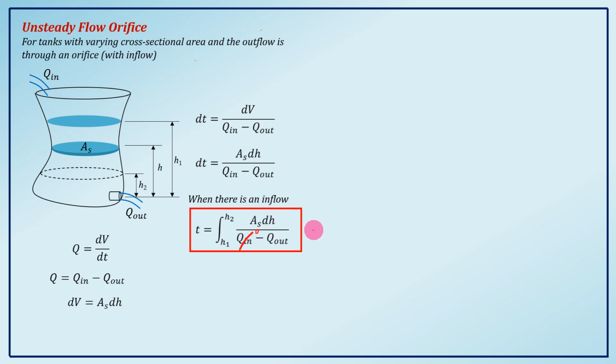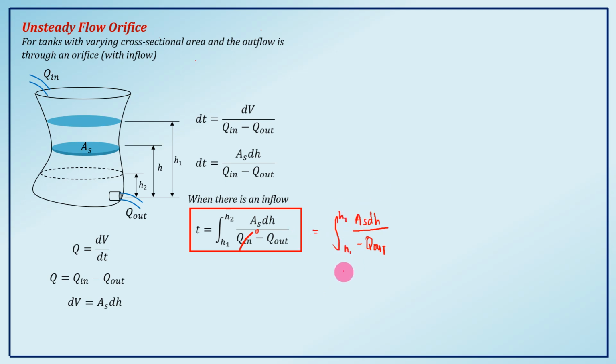So, what remains is the integral of AS dH over negative Q out. The limits will be H1 to H2. For this equation, the value of time we get is negative. But we don't have negative time, right? So we can manipulate this equation to get a positive value of time. We can also swap the limits.